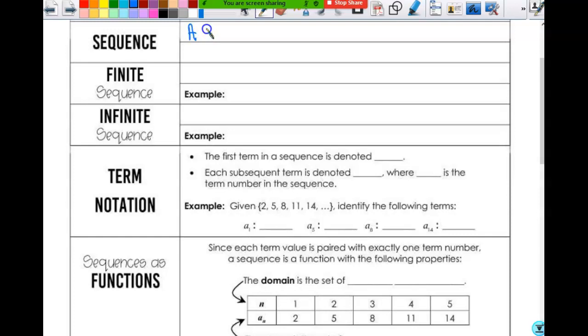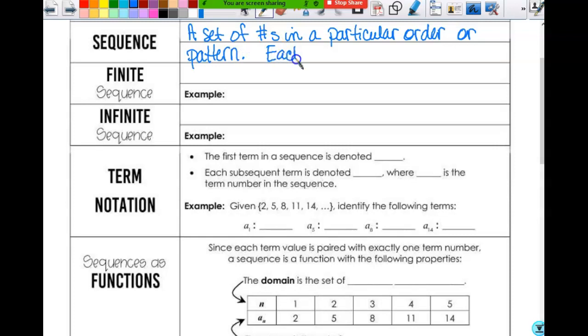It is a set of numbers in a particular order or pattern. Each number is a term. Okay? So it's a set of numbers in a particular order or pattern, and each number is a term, and we have term numbers that go along with this as well.